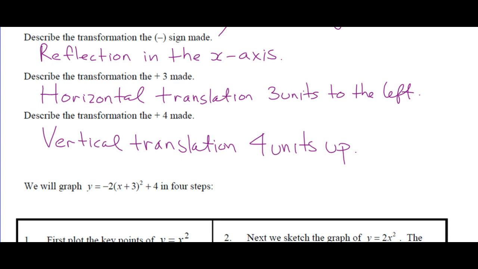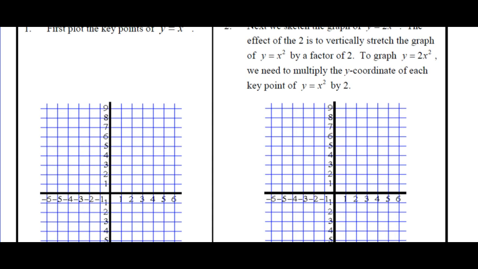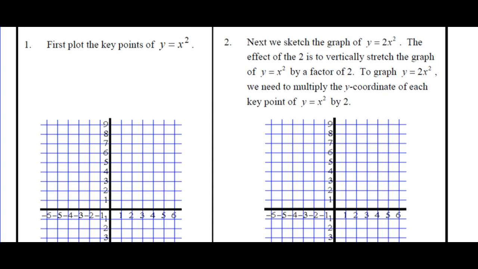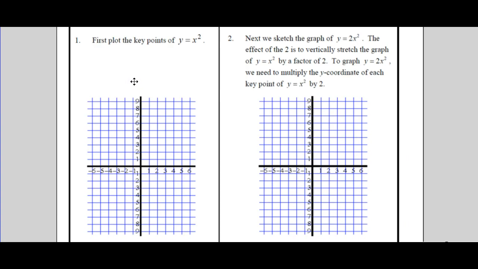We will graph this in 4 steps. First, plot the key points of y = x squared. Okay, I'm going to shrink this. 125 seemed to work, right? Okay, and where are we here? So we have 4 graphs here, right? So first, plot the key points.